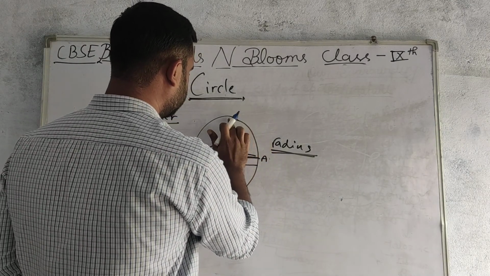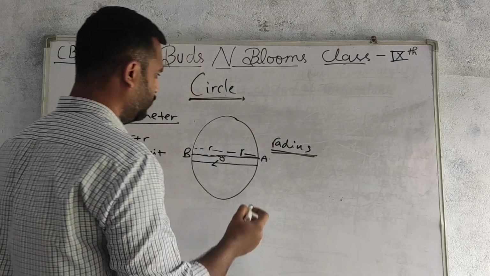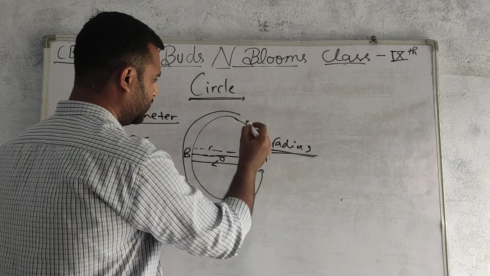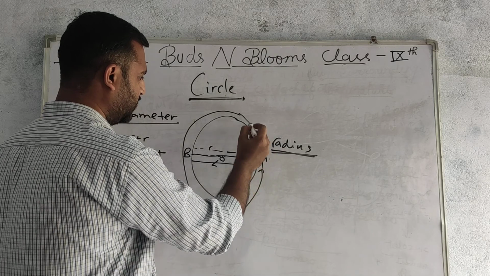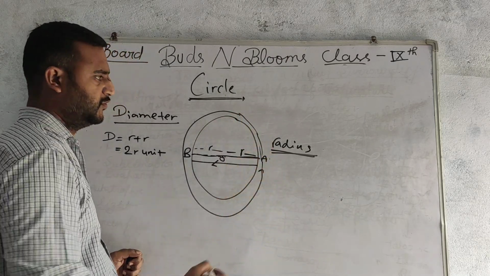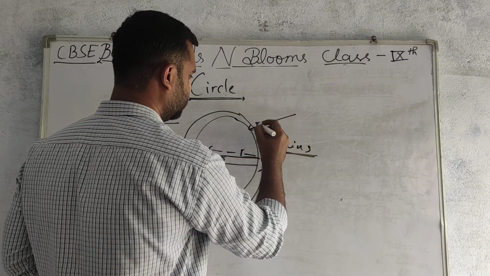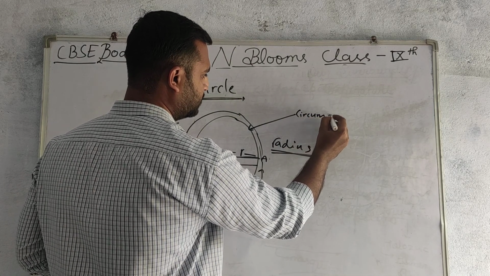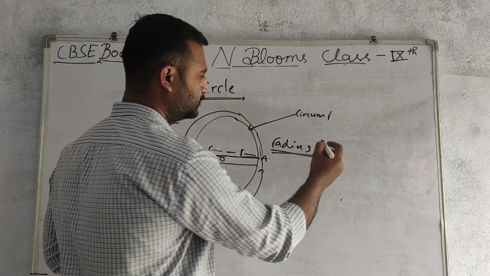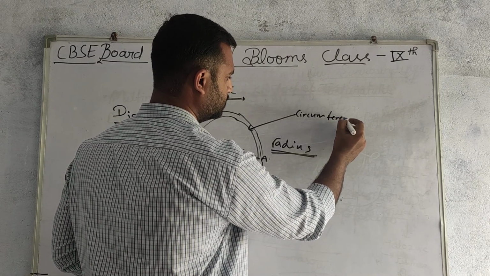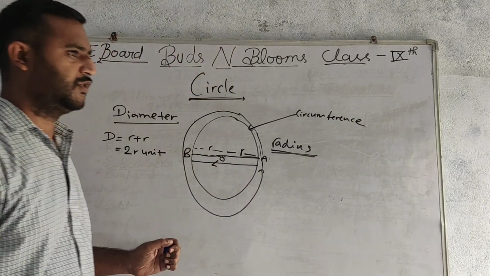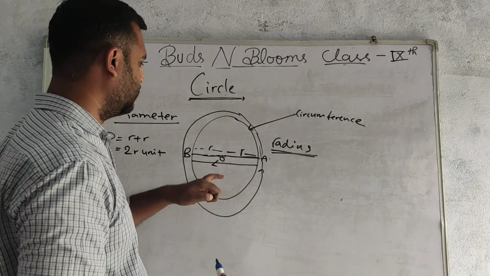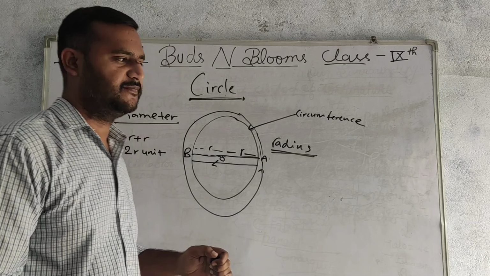In this circle we learn that the perimeter of a circle is called circumference. Perimeter of a circle is called circumference.